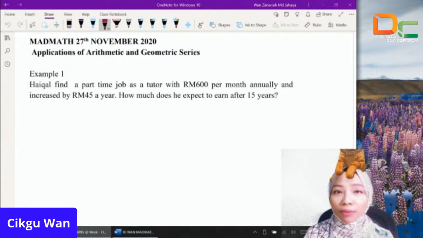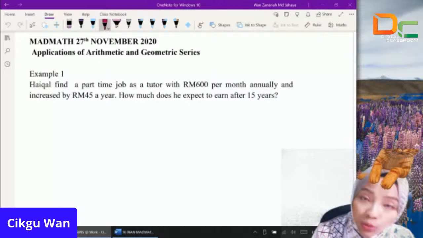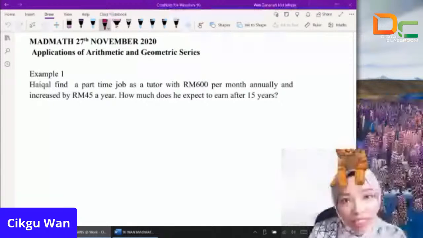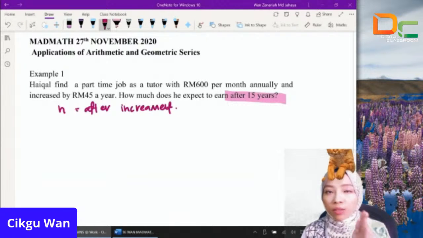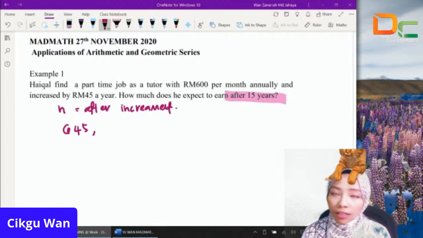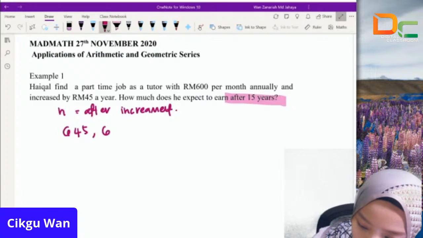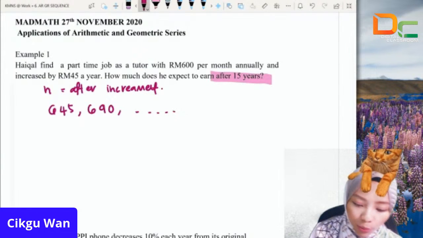Okay, so we write the sequence first. But before we write the sequence, we state first what our N is. Is our N after the increment, or now, before the increment? So if the question wants after 15 years, we state that N is after the increment. So after increment, 600 will be 645 ringgit, followed by another 45 plus, so it gives us 690, and so on, dot. Alright. So what is our A? Okay, what is our A?